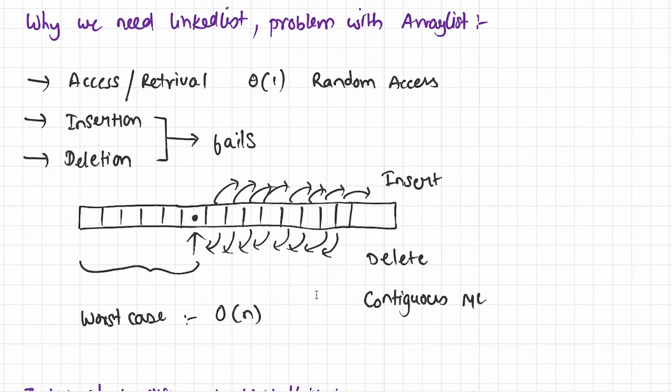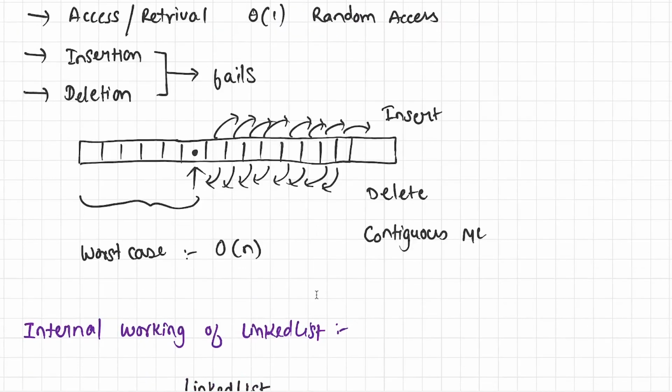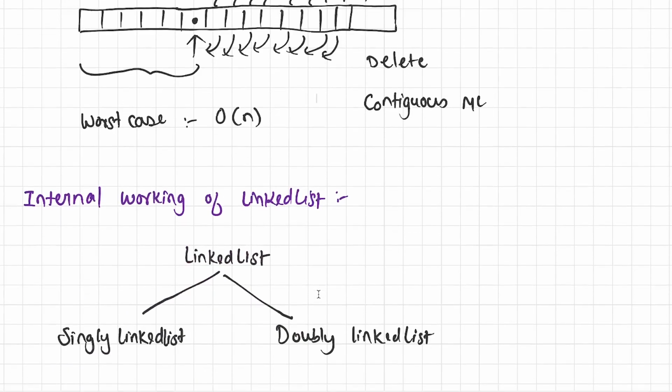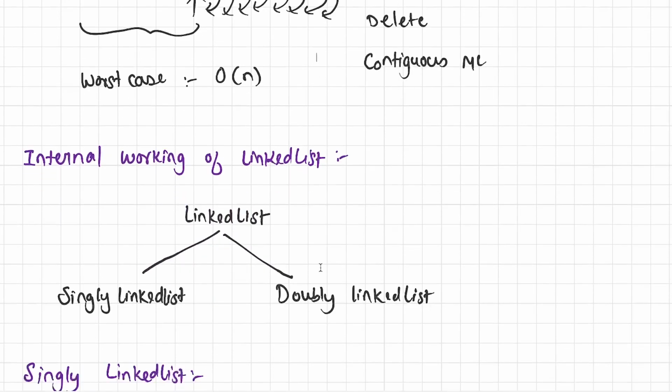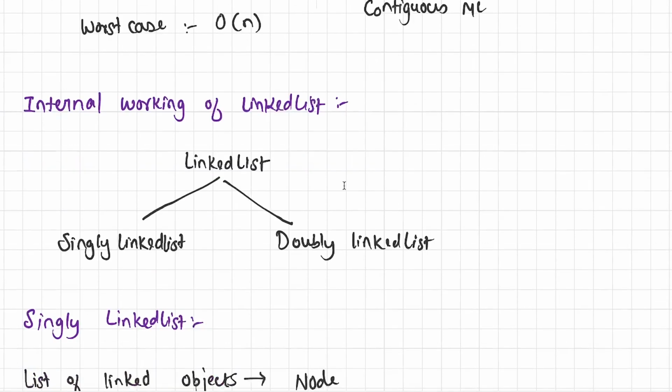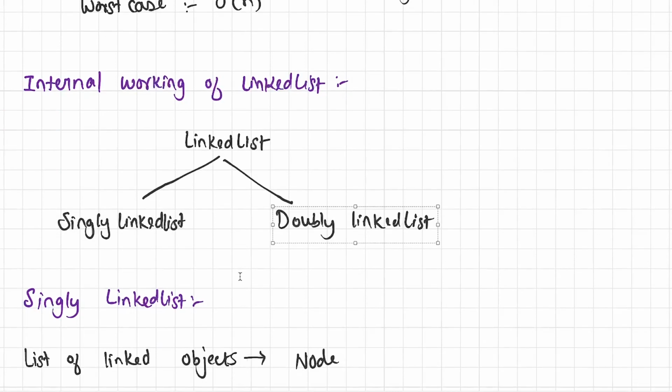But this problem is very cleverly solved by linked list. Before we talk about how linked list solves this problem, let's talk about the internal working of linked list, that is, how linked list actually works. So basically linked list has two variations. One is the singly linked list and the second one is the doubly linked list. So let's first understand how singly linked list actually works.